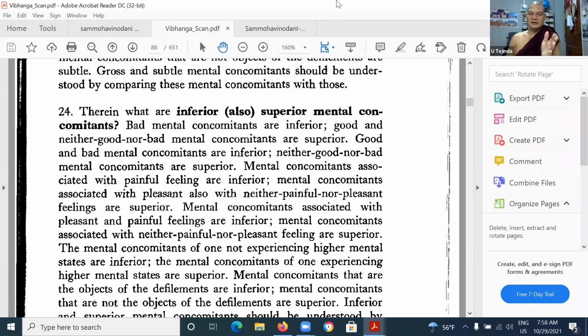So when you recite, you have to recite like that. Then you will get the meaning clearly. So whenever you recite, you know the meaning there.